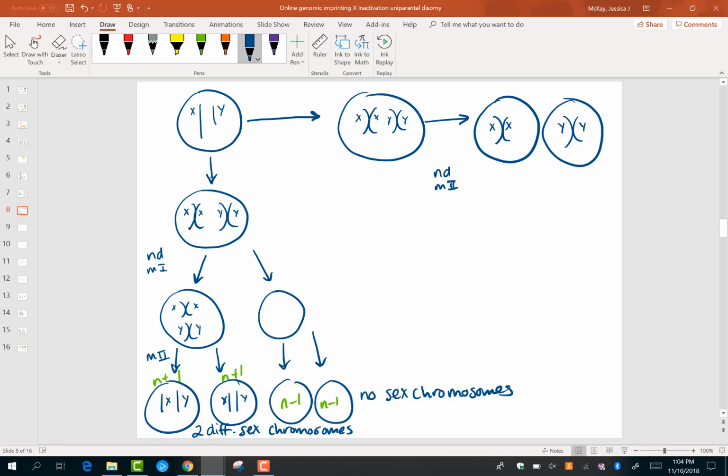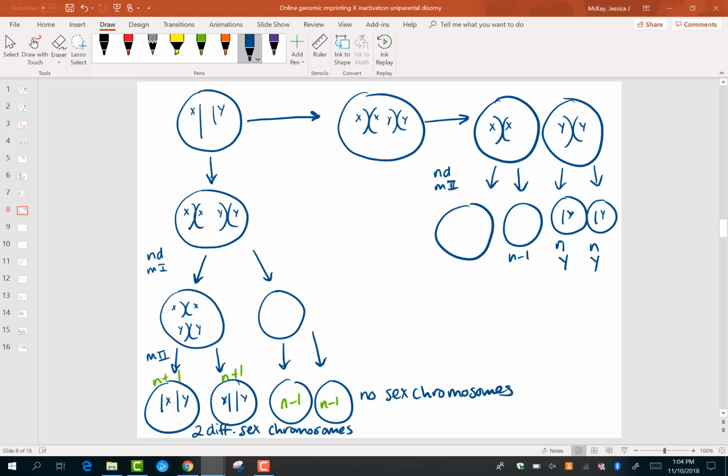Let's do it first for the X chromosome. So we're going to assume the Y's split properly. So you have your Y chromosome, your Y chromosome. So these are normal Y, normal Y. This one is N-1, doesn't have a sex chromosome, and this chromosome has 2 X's, right?